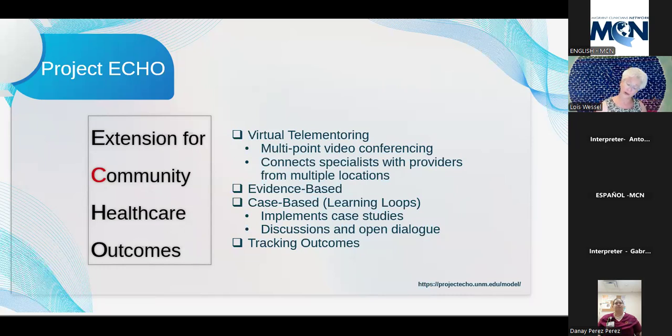So we've talked about community health workers. We've talked about this serious problem with diabetes in our country. And I would like to spend a few minutes talking about Project ECHO. And Project ECHO stands for Extension for Community Healthcare Outcomes. So this project, or this modality, was developed by a group of healthcare providers in New Mexico, started by Sanjeev Arora, who by training is a doctor who works with hepatitis B patients.